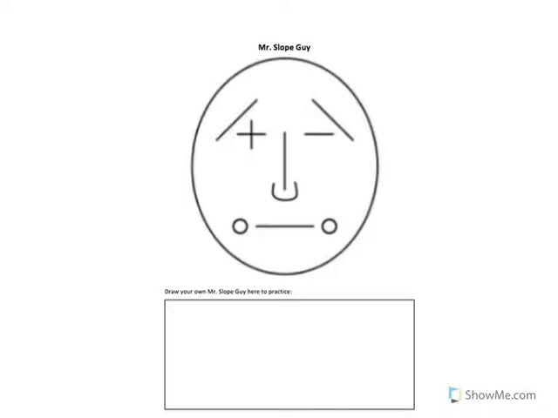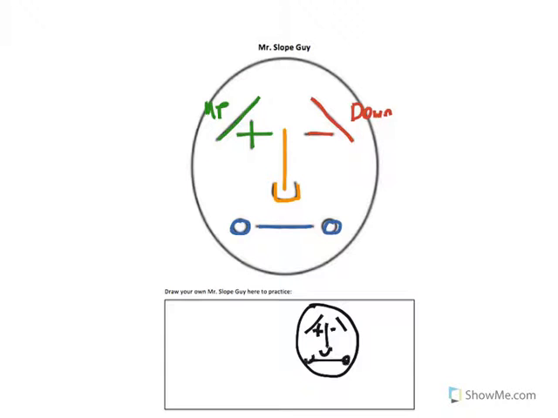So there's this thing called the slope guy, and this helps us remember the different types of slopes. So positive slope, the line that goes up, is his eyebrow. Negative slope, or the slope or line that goes down, is his other eyebrow. Undefined is his nose with a U underneath. And a slope of 0 is the mouth with the zeros on either side. So in your notes, draw your own Mr. Slope Guy so you can practice drawing him when you need him for the test.